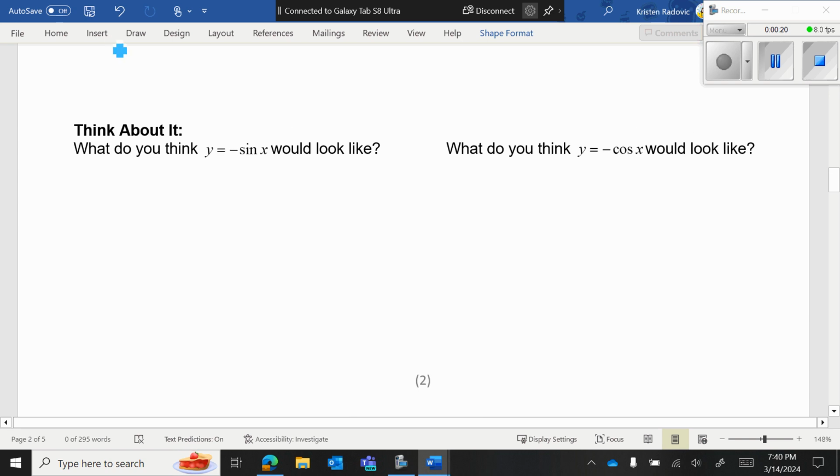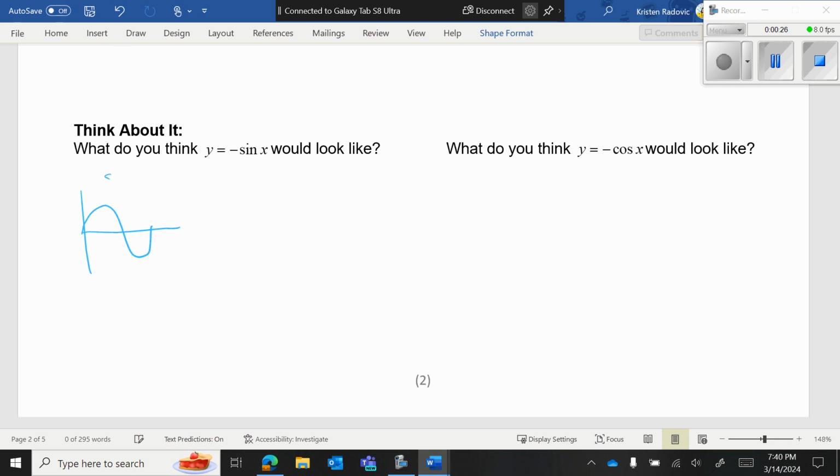We hopefully remember that positive sine looks like this, whereas negative sine is a reflection. The point is that positive sine starts at the midline and goes upward. Negative sine starts at the midline and goes downwards.